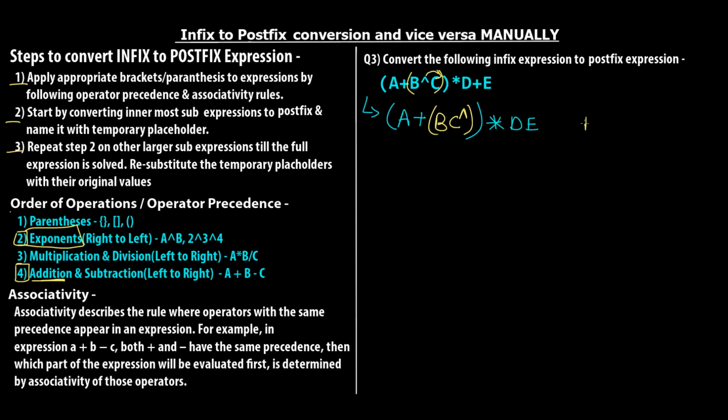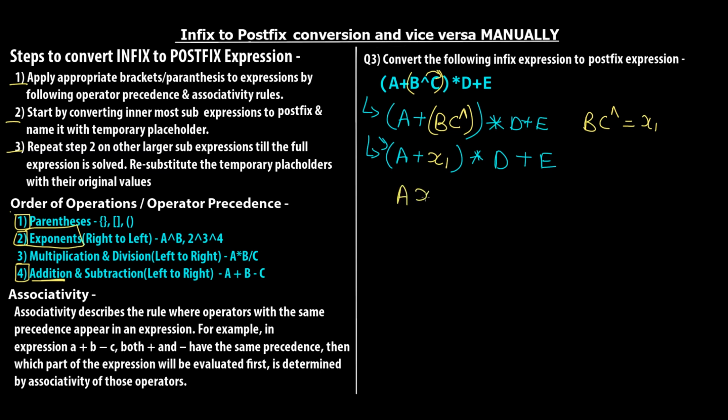Now we can again consider bc raised to as x1. So now this expression will become a plus x1 star d, and there is a plus in between, plus e. Okay, now in the question these are the brackets that were given. So a plus x1 has to happen first rather than this multiplication operator, because as you can see, parenthesis has the highest preference. So a plus x1 needs to be converted to proper postfix format.